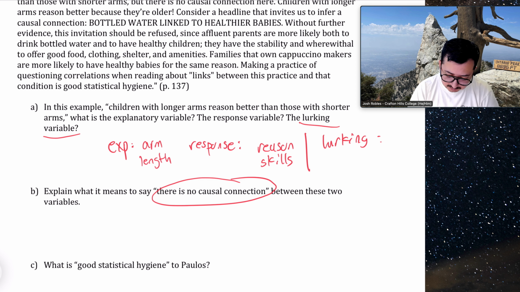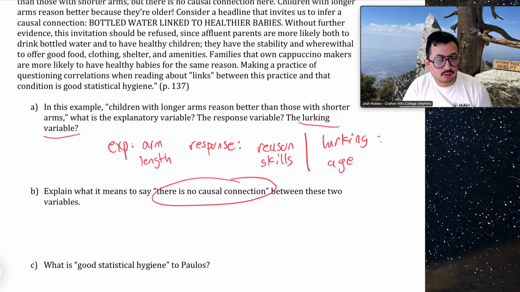Of money, or we'll say wealth. In general, wait, no, sorry, wealth was the water bottles. Those capital letters keep confusing me. So the lurking variable is the age.